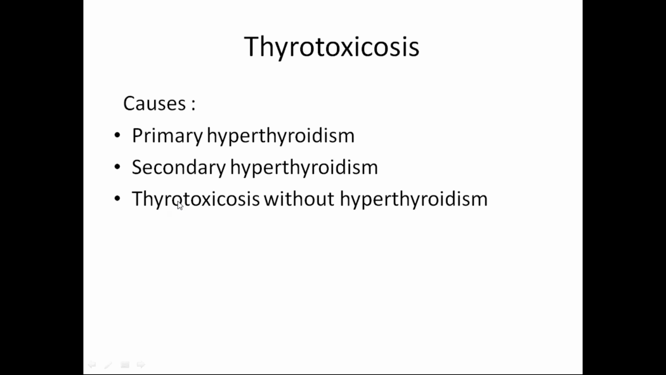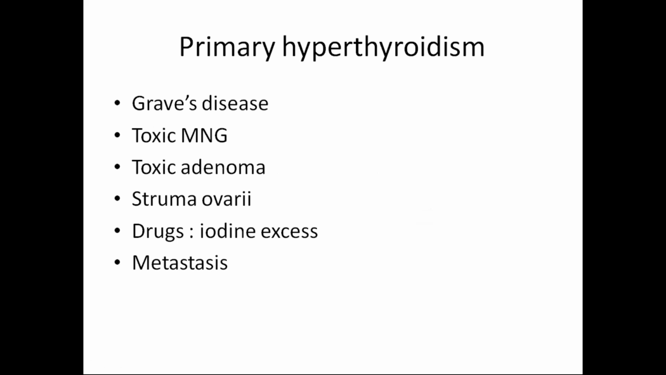So coming to the causes of thyrotoxicosis, first we'll see all the causes that cause thyrotoxicosis, and we can divide it based on the differences we have seen previously between hyperthyroidism and thyrotoxicosis. It can be divided into primary hyperthyroidism, secondary hyperthyroidism, and thyrotoxicosis without hyperthyroidism. So what is primary hyperthyroidism? Here the hyperthyroidism is due to the defective functioning of the gland, by which it produces excessive thyroid hormones. So the pathology is in the thyroid gland itself.